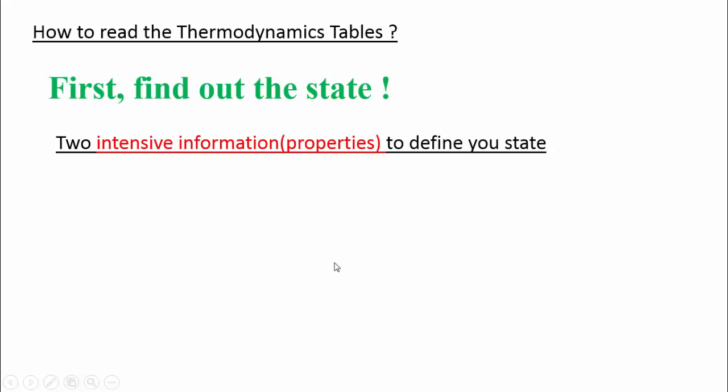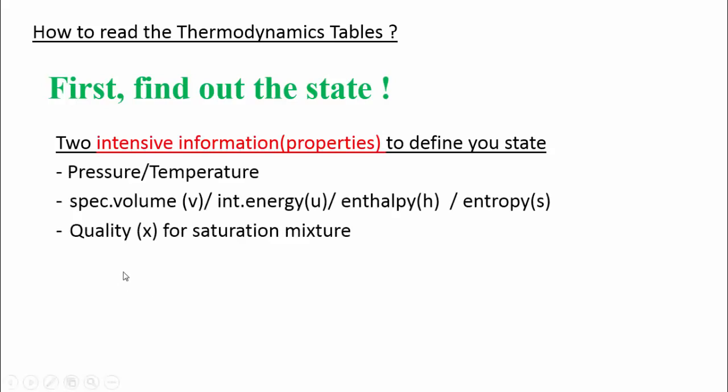So to find out your state, you need two intensive properties. In this case, you can understand it as information. So it's either given or you find it. To define your state, you need pressure or temperature, or you can have specific volume or internal energy or enthalpy or entropy, or you can have quality if the state is given or stated as a saturated mixture. Of all this information, you must have at least two to define your state.